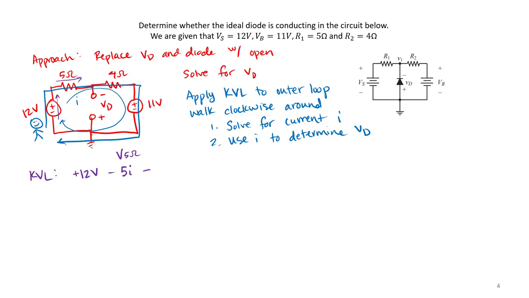Similarly, voltage across my 4 ohm resistor becomes minus 4I. And then I have minus 11 volts. So I know by Kirchhoff's voltage law that everybody must sum to 0. Notice that I can combine like terms. And I see here that plus 12 and minus 11 becomes 1 volt. That will equal 9I. Therefore, my current I is going to be equal to 1/9 amperes.